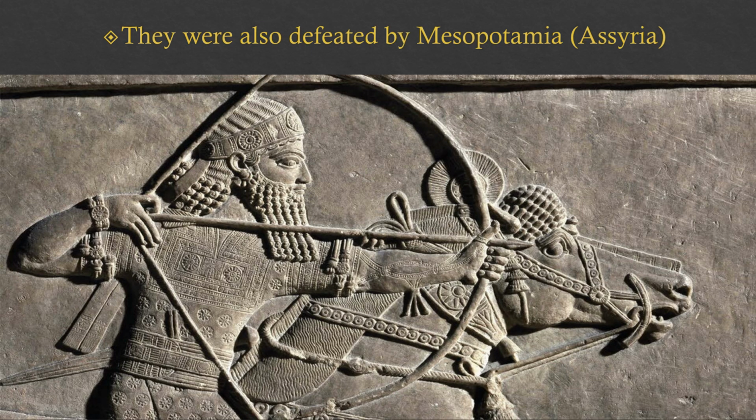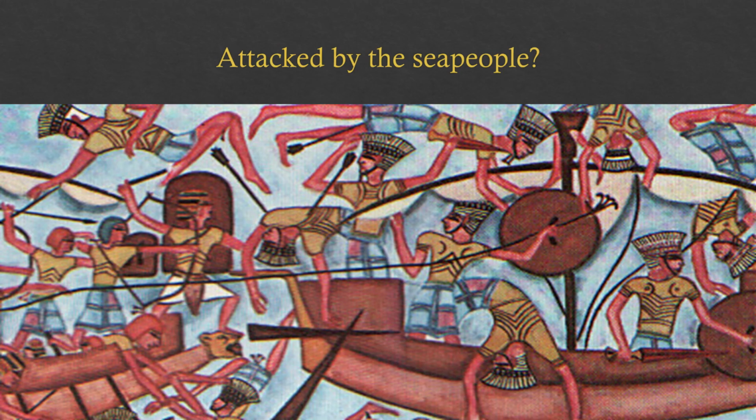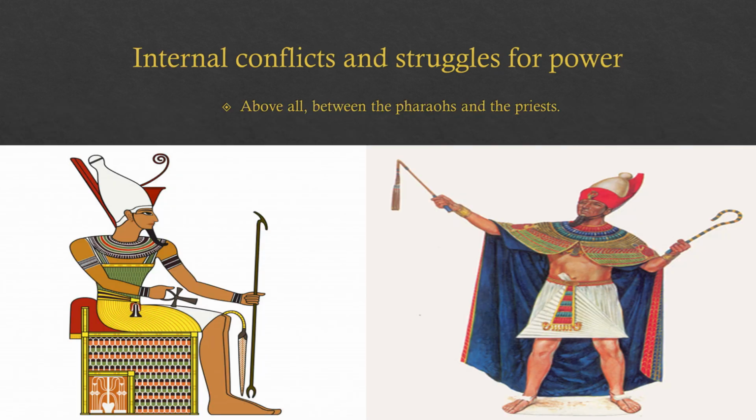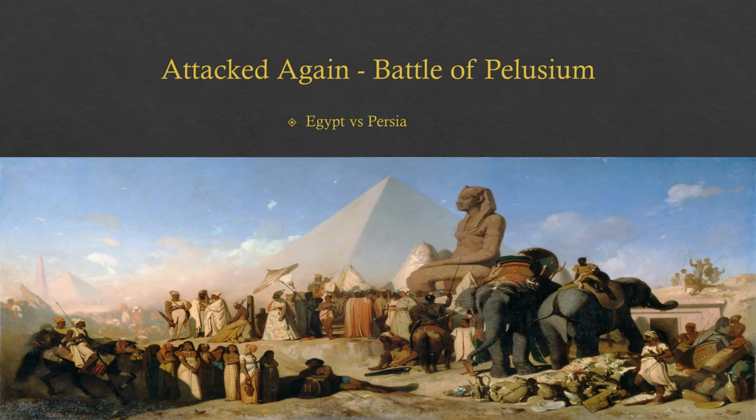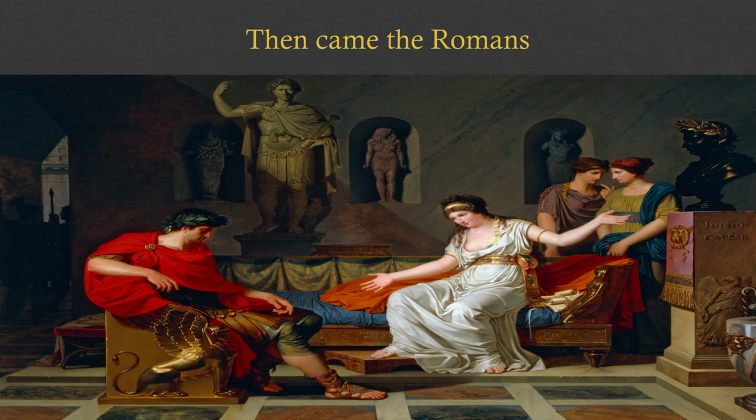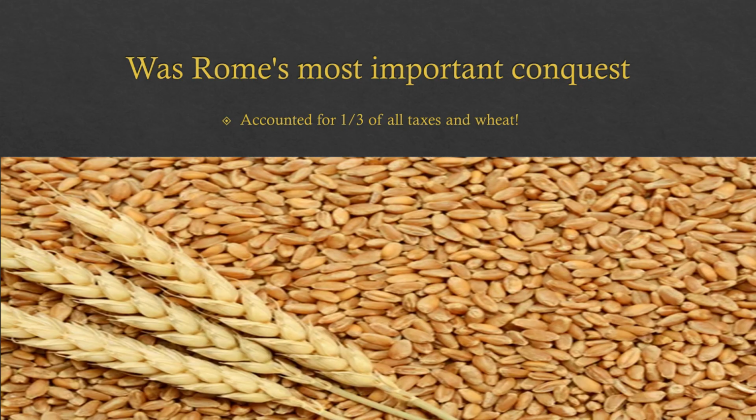They were also defeated by Mesopotamia, Assyria. They were also attacked by the Sea People. And we can see huge internal conflicts and struggles for power in Egypt, mostly between the pharaohs and the priests. They were then attacked again, Battle of Pelusium, Egypt versus Persia. Persia won. Then came the Romans, who also defeated the Egyptian people.